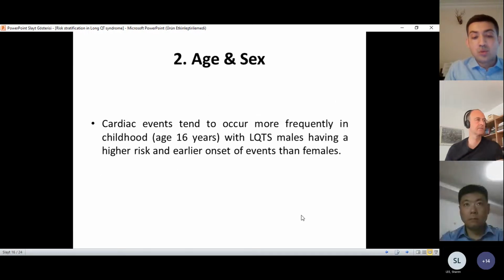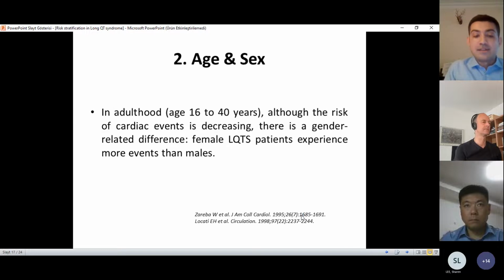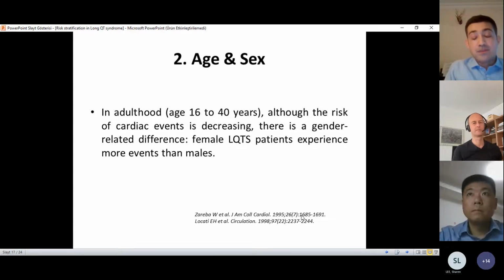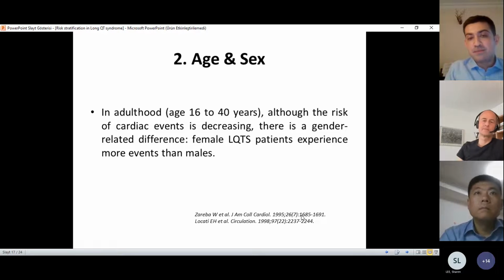Cardiac events tend to occur more frequently in childhood, and at this age, male long QT syndrome patients have a higher risk and earlier onset of events than females. In adulthood, although the risk of cardiac events is decreasing, there is a gender-related difference. Female long QT syndrome patients experience more events than males.